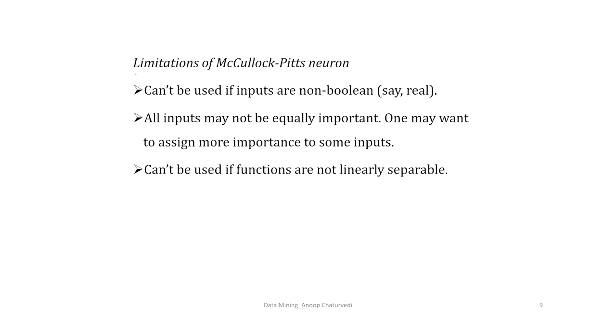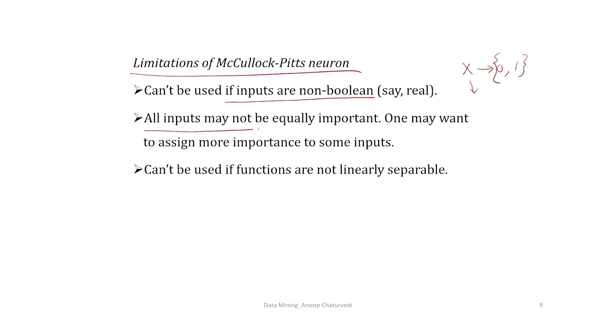Now, limitations of McCulloch-Pitts neurons. We cannot use the McCulloch-Pitts neuron if inputs are non-Boolean. Boolean means it takes value 0 or 1. Non-Boolean, say for example, if x is some real number, such as how much deposit the customer has in his bank account, or how much loan he has already taken previously. So, these variables are non-Boolean.